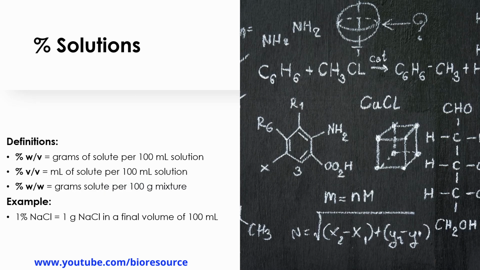Percentage solutions are extremely common in buffer preparation. A quick recap. Percentage weight by volume means grams per 100 ml. Percentage volume by volume means ml per 100 ml. And percentage weight by weight means grams per 100 grams. Example, a 1% NaCl solution is equivalent to 1 gram of NaCl in a final volume of 100 ml.